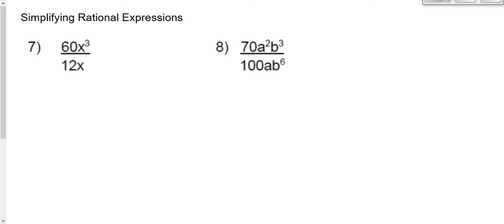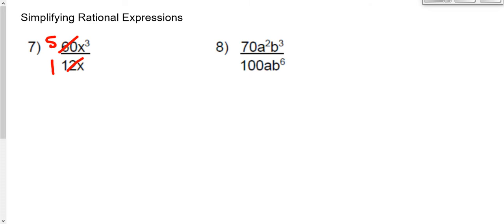Now these are monomials, everything's being multiplied, which means everything's a factor, and I can cancel whatever has matching terms on top and bottom. We'll start with the numbers 60 and 12. They have a common factor of 12. So if I divide both of them by 12, 60 divided by 12 is 5. 12 divided by itself is 1.